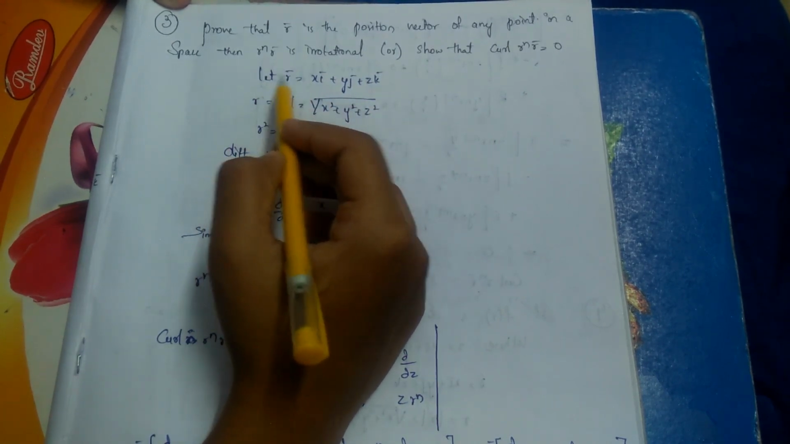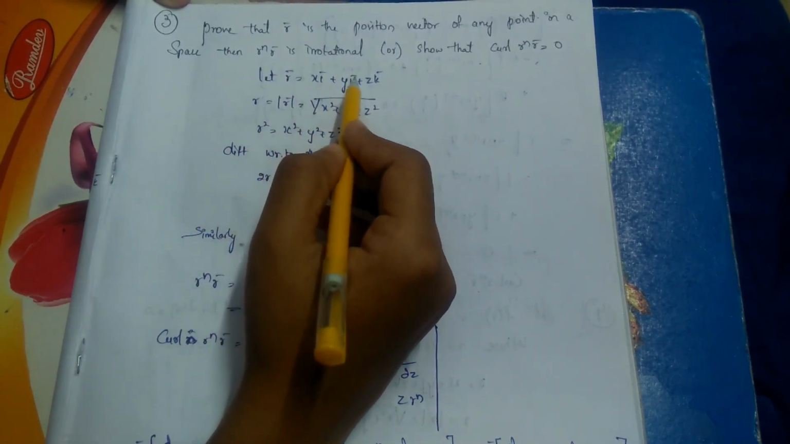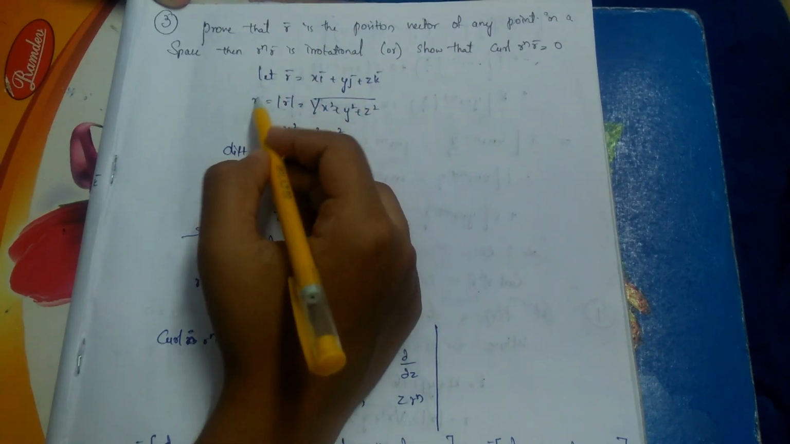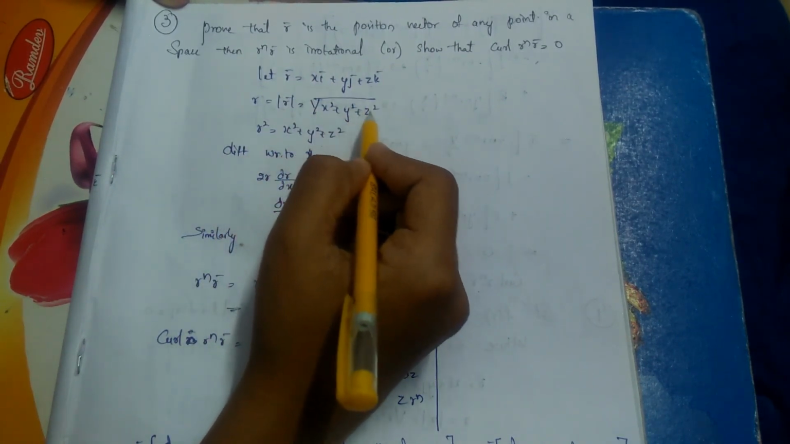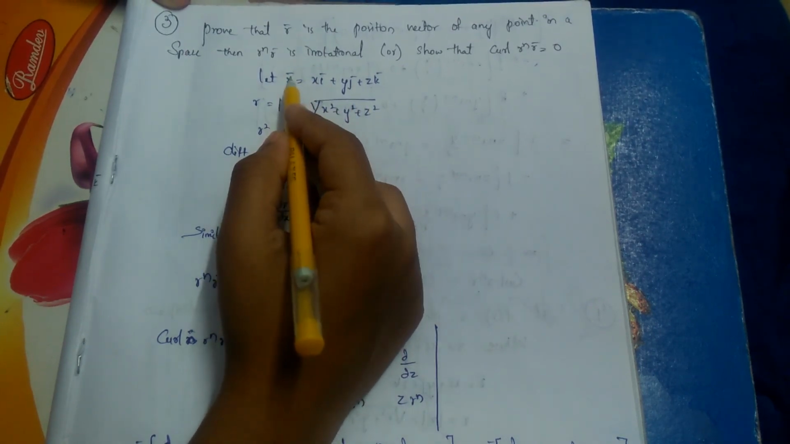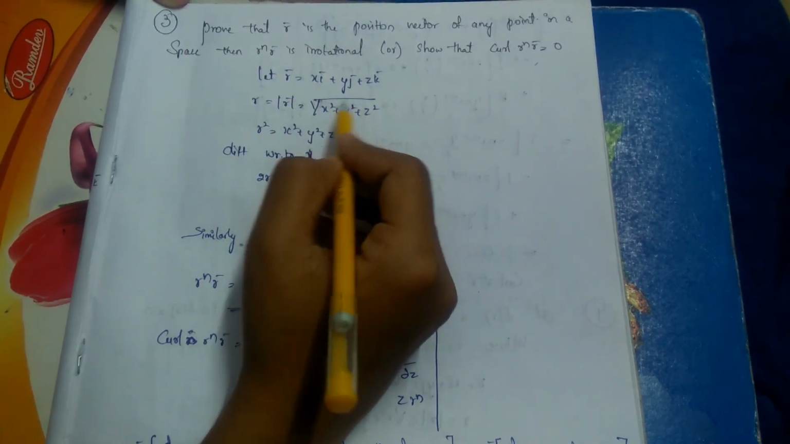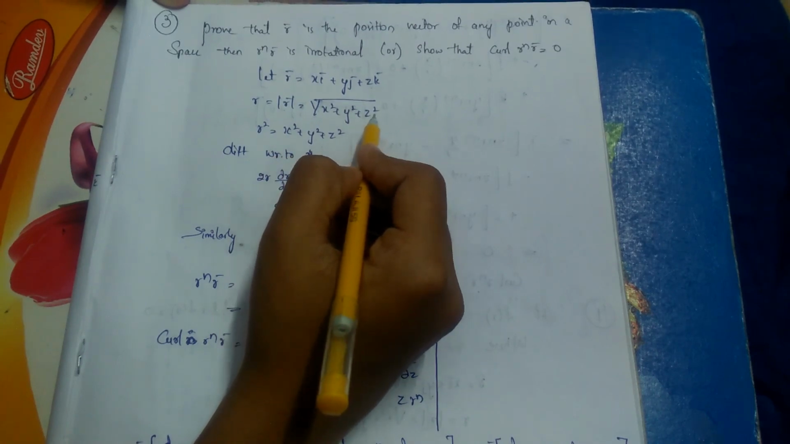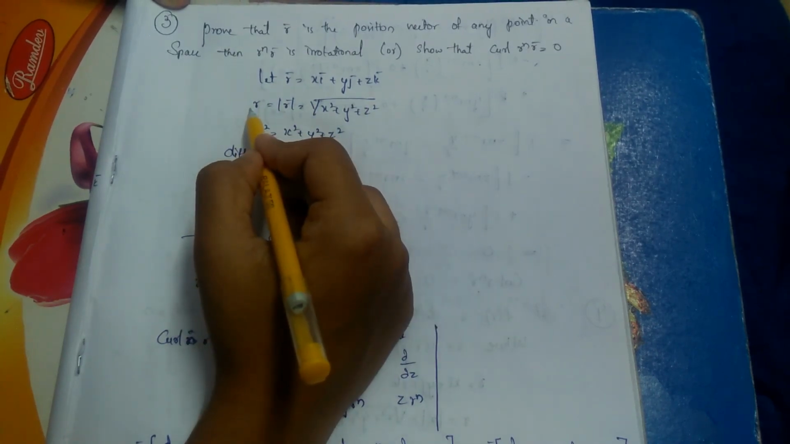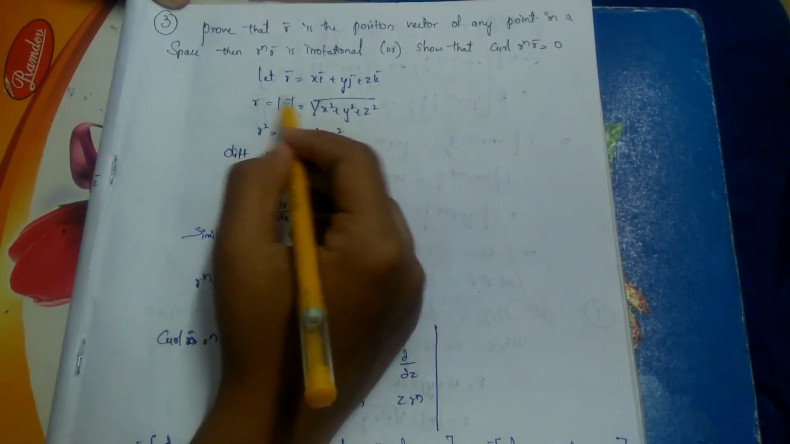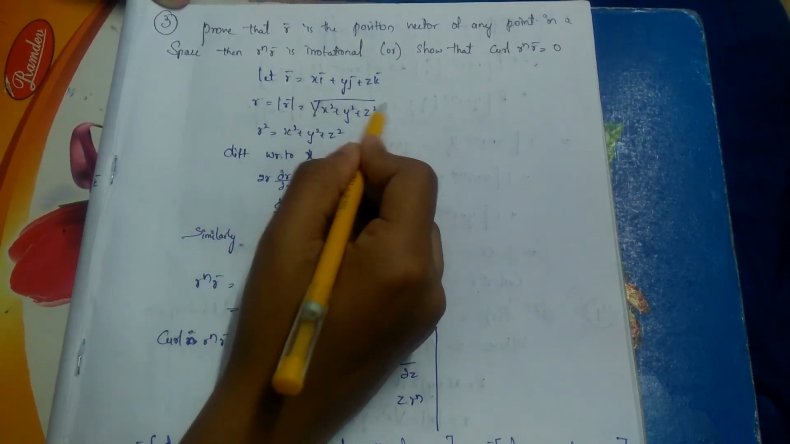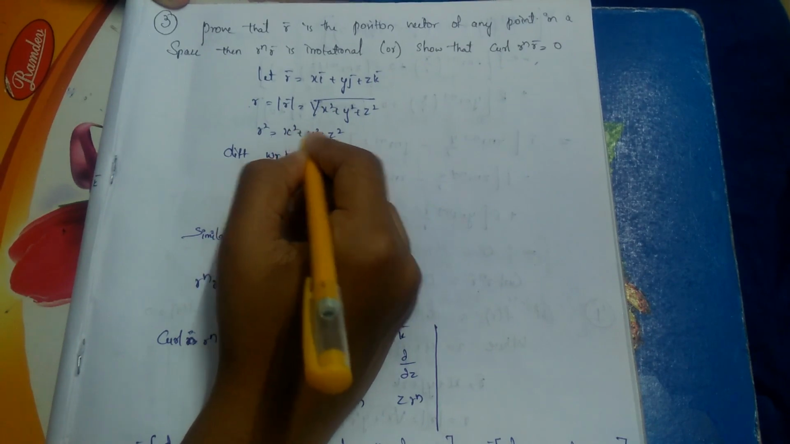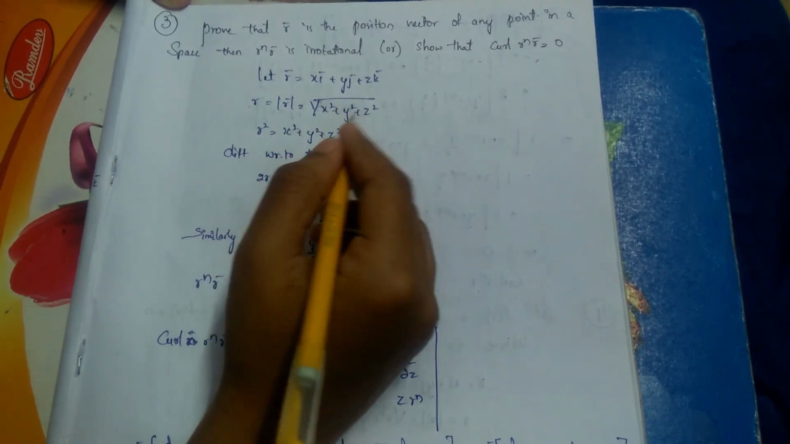So let r bar be equal to xi bar plus yj bar plus zk bar. Then r is equal to mod r bar, which is equal to root of x square plus y square plus z square. So this is the modulus of r bar, that is root of x square plus y square plus z square, and this can also be written as r. So when we square on both sides, the square and root cancel. So we get r square is equal to x square plus y square plus z square.